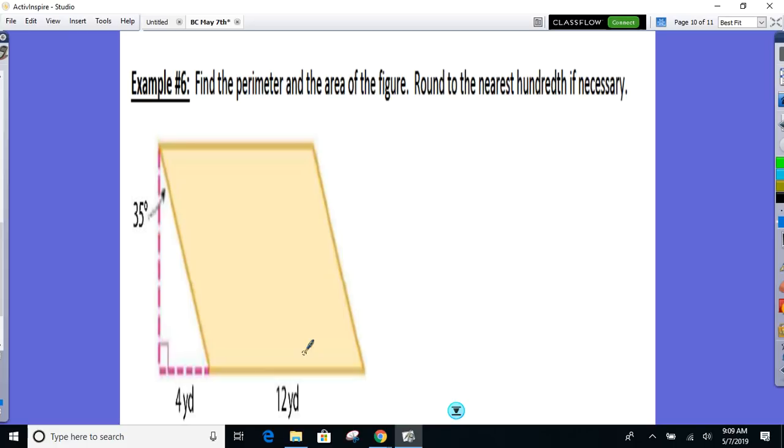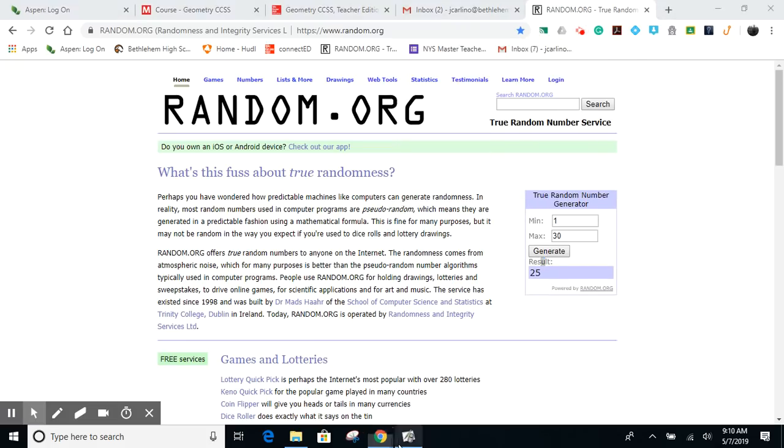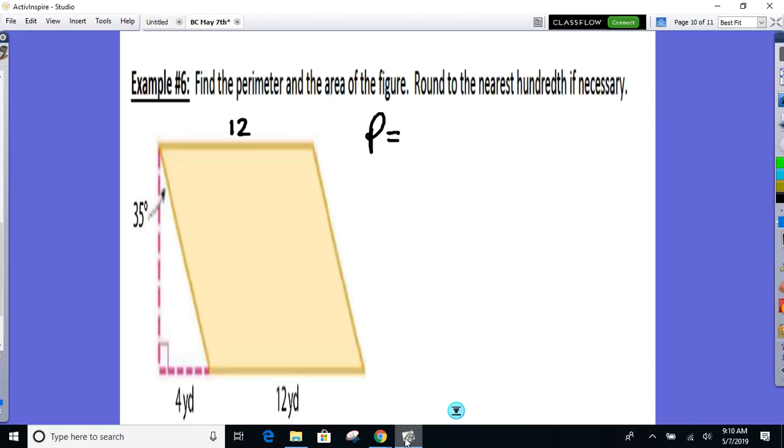All right, let's start with perimeter. Well, if it's a parallelogram, this is 12. This is 12. I need a little help finding the other two sides, though. Let's see. Can I get a little help from 35 here? What's the 4 acting as? Opposite side. And what about the side I'm missing? Hypotenuse.